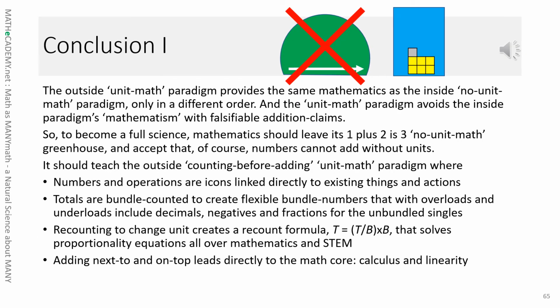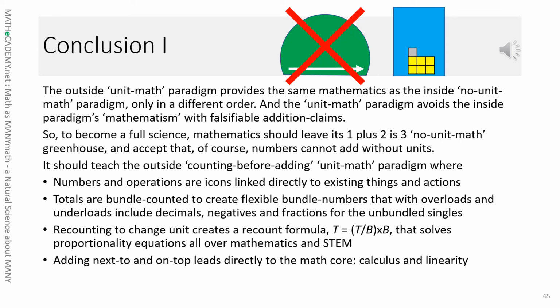Conclusion. The outside, unit math paradigm provides the same mathematics as the inside, no unit math paradigm, only in a different order. And the unit math paradigm avoids the inside paradigm's mathematism, with its falsifiable addition claims. So, to become a full science, mathematics should leave its 1 plus 2 is 3, no unit math greenhouse, and accept that, of course, numbers cannot add without units.